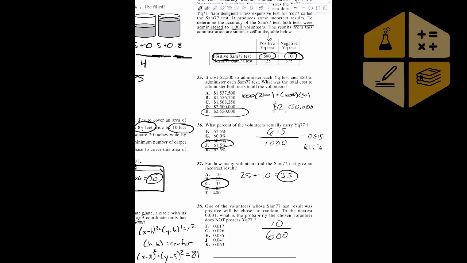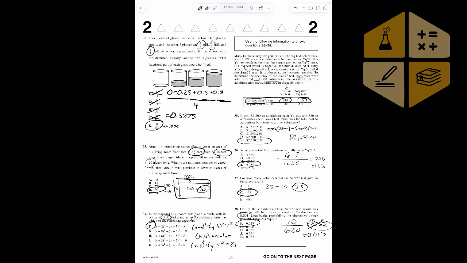I would imagine that a simple mistake on this question would be something like 10 divided by 590, but we can't just do the wrong ones over the right ones. It's the wrong ones, which is 10, over the total number tested. So if you go to your calculator, 10 divided by 600 equals 0.017. That's what you get when you round it. Looking back at my calculator, and that's under 38 is F, 0.017.